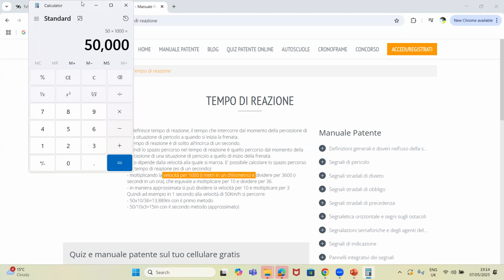So, my brother, what do you do now? Divide that number you get by 3,600. Okay, so what will I do now? I'll divide by 3,600. Approximately 14. What did it give you? 14, approximately. 13.88, 13.89. Yes, 13.89.